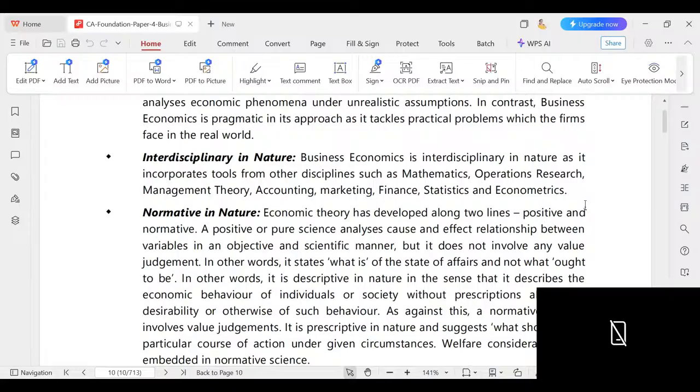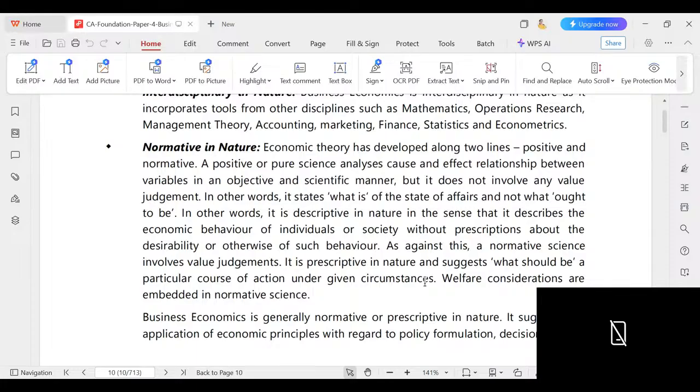The next one, normative in nature. So it is always normative only. Usually, positive or pure science analyzes cause and effect, the relationship between variables, in an objective and scientific manner. But business economics does not involve the relationship between cause and effect. That is why business economics is called normative in nature. In other words, a positive science describes the economic behavior of individuals or society without prescriptions about the desirability or otherwise of such behavior. So it is a normative science.